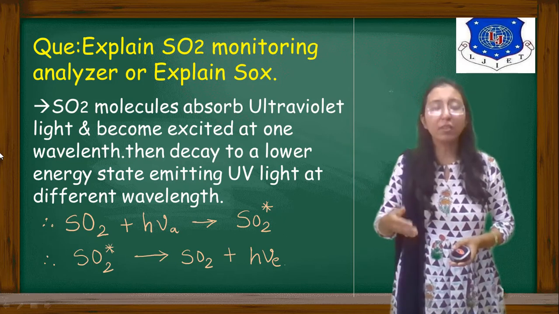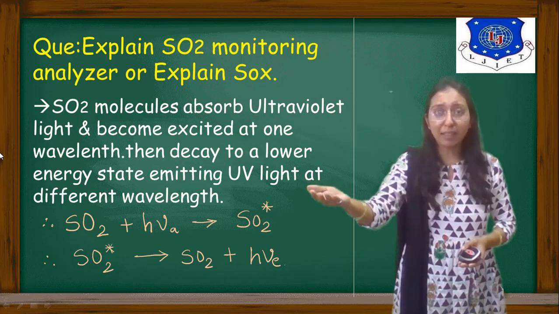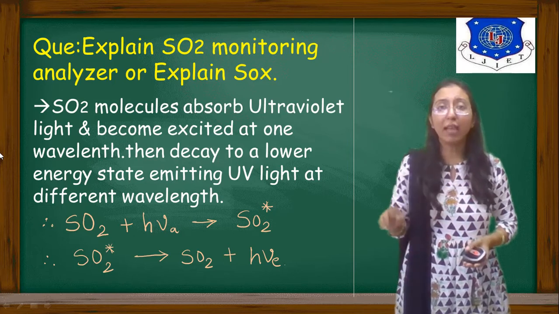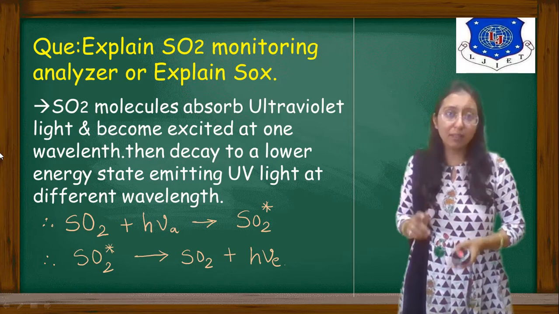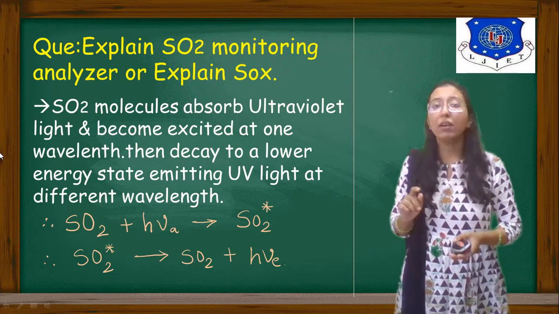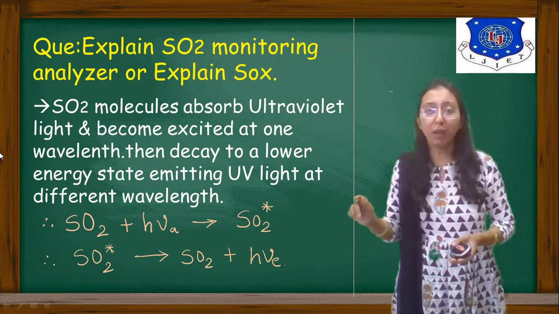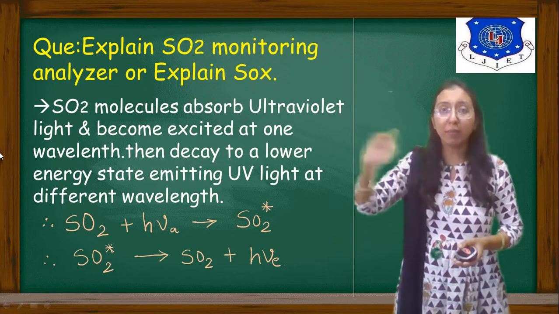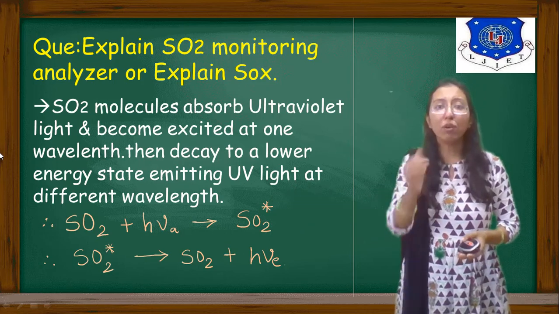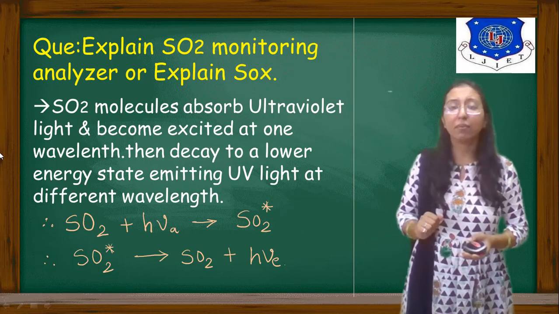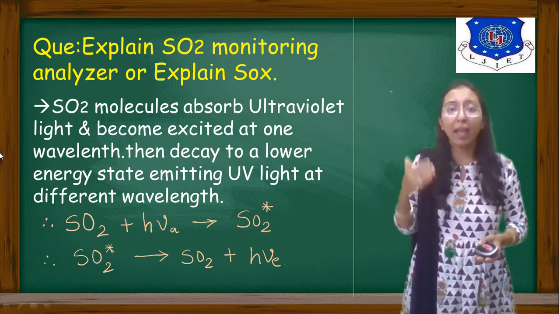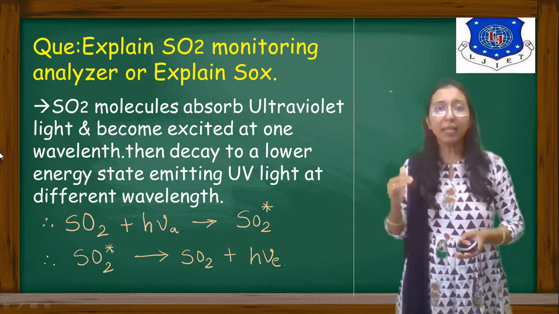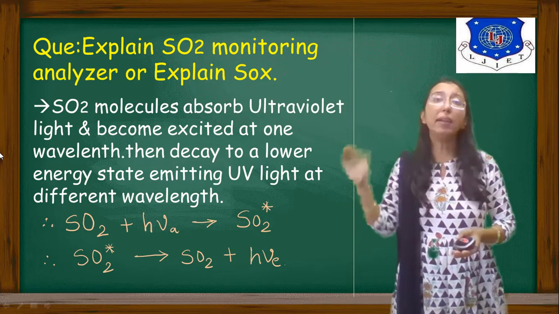After some time, it releases energy and goes back to the ground level. So in the second chemical reaction you can see SO2 star, then SO2 plus hνE. Here hνE means emitting energy. So the molecule decays to a lower energy state, emitting UV light at a different wavelength.